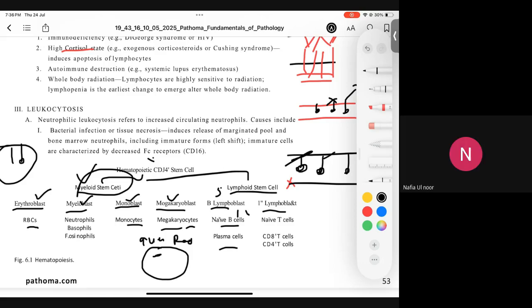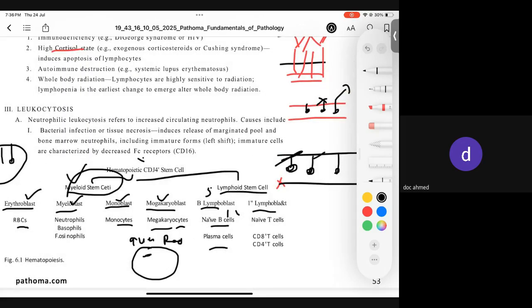Can you please repeat? Sure. If I give you a big cell, a blast, and I tell you, please differentiate whether this blast is from myeloid lineage or from lymphoid lineage, you have to zoom in on the cell. And if you find something called Auer rods, that's going to be from your myeloid lineage.